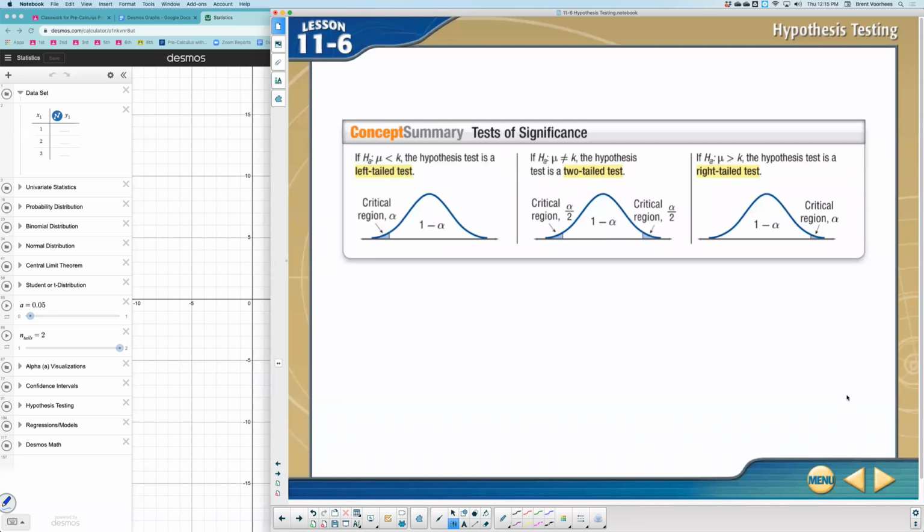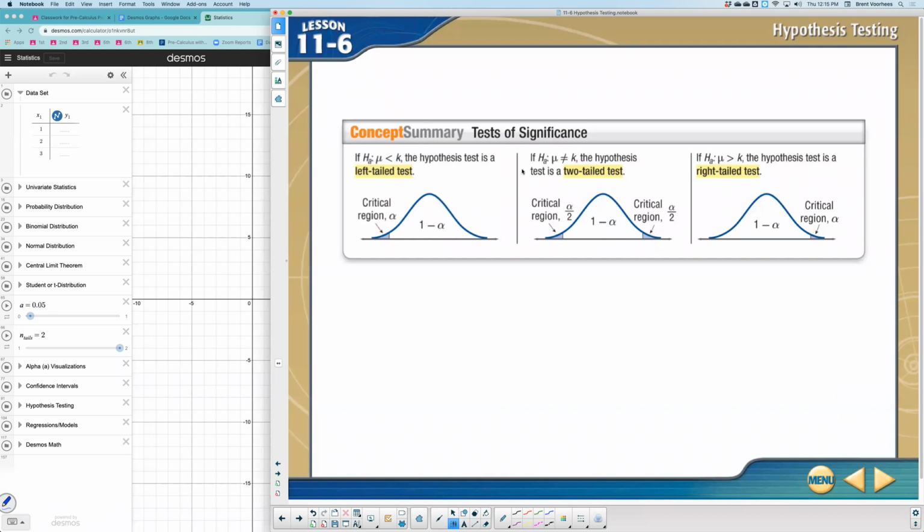Example 2, test of the significance. If the alternative hypothesis we're looking at is that the mean is less than k, the hypothesis test is a left-tailed test. We want to find out if the value falls within what we call the critical region, which will be shaded on the left. This is if the mean is less than k, so the null is that it's greater than or equal to k.